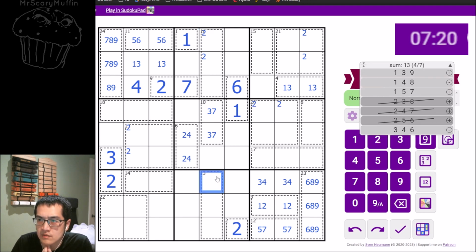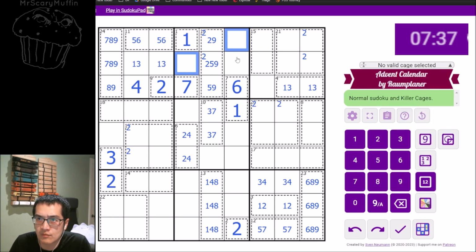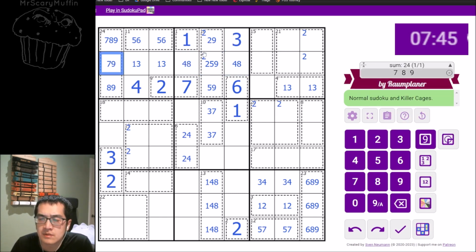3-7. That doesn't affect here, but it does affect here. We are down to just 1-4-8, which means here cannot use an 8. So we are 2, 5, and a 9. 5, of course, can't be here. 2 can't be here. What are we left with? 3, 4, and 8. These can't be 3s, so that is the 3 up here. We have a 4, 8. You are not an 8.